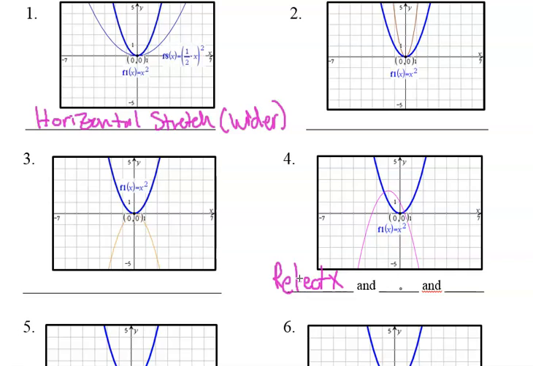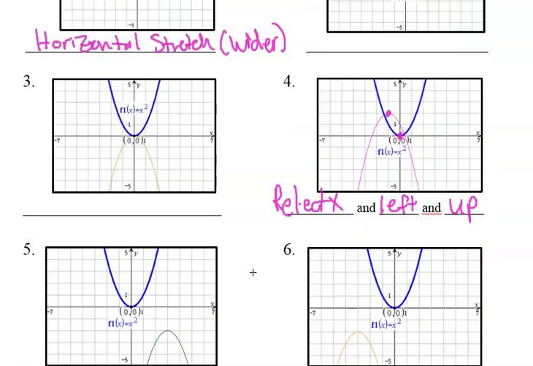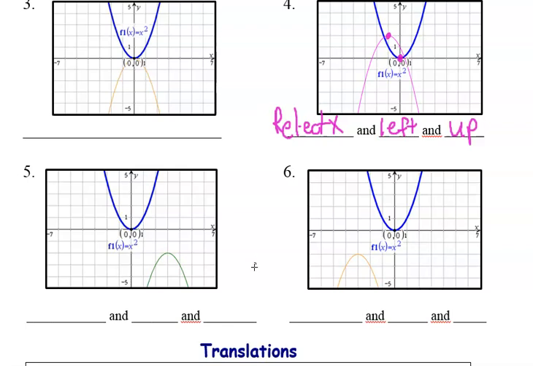It also went to the left. We're talking about this vertex to the new vertex. It went to the left. And then it also went up from the old vertex (0, 0) to the new vertex. Try the rest of these on this page on your own, and then we'll go to the next page.